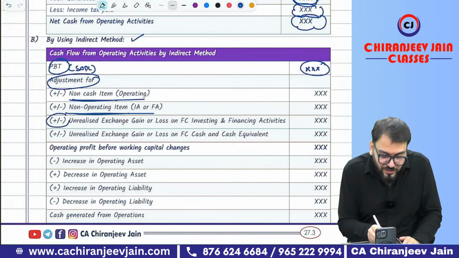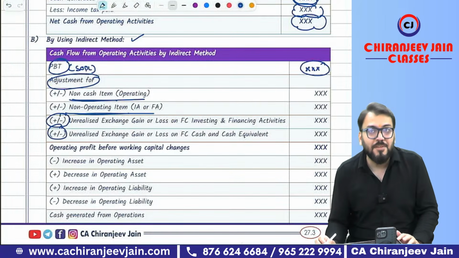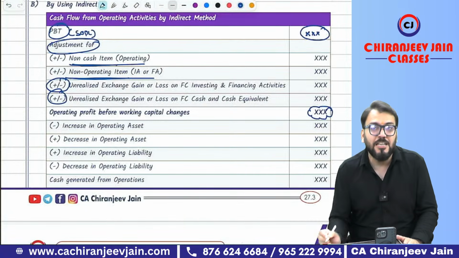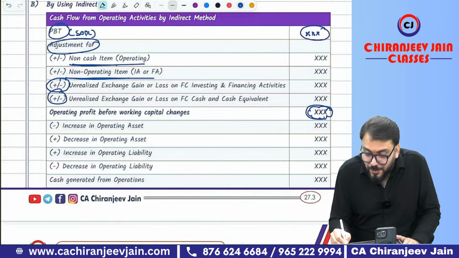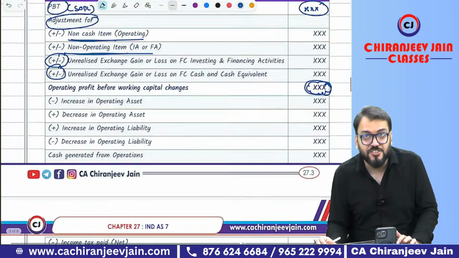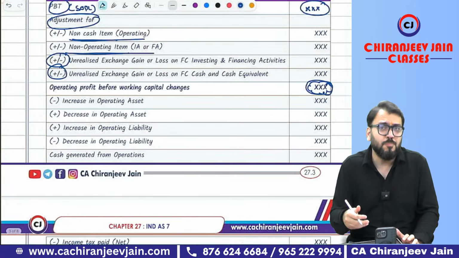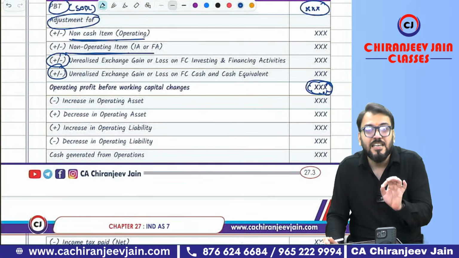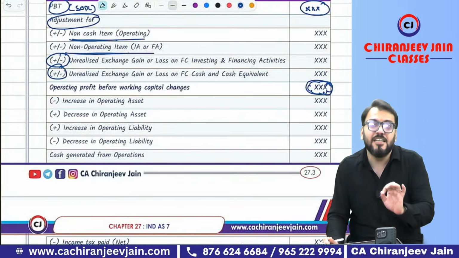Right now I am not discussing these two points. These two points I will explain at the end. So this becomes operating profit before working capital changes. Then we'll do plus or minus for changes in what? Changes in operating assets and liabilities.